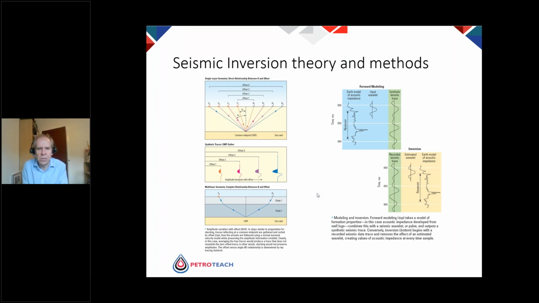And so one way we can do that is to do inversion, okay? Basically what we're going to do is use a wavelet and model the seismic response. I think you've all seen this if you've done any kind of synthetic modeling for well ties. We do forward modeling. In inversion, what we're going to do is reverse this. So we're going to have our seismic trace, we're going to have a wavelet, and we're going to hopefully get a model out. Okay, we're going to run this backwards.